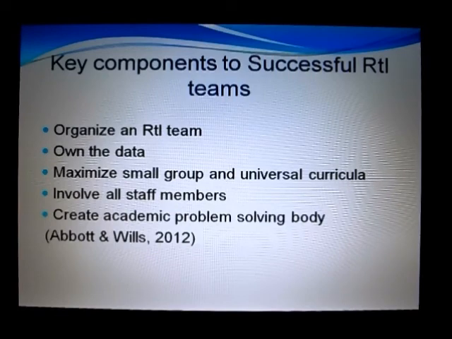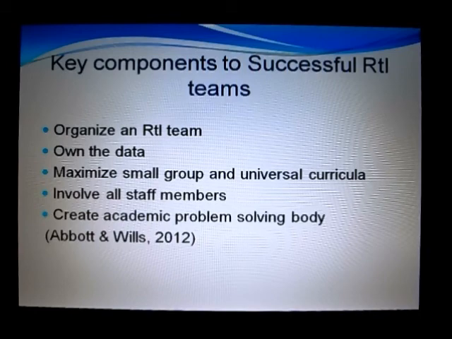Also, they have on here involving all staff members. So making sure that you're finding a creative way to involve every staff member possible, including your music teachers, your PE teachers, your administrative assistant staff. As many hands as you can get involved, the more people who are on board with the program and support the program, the more successful it's going to be.